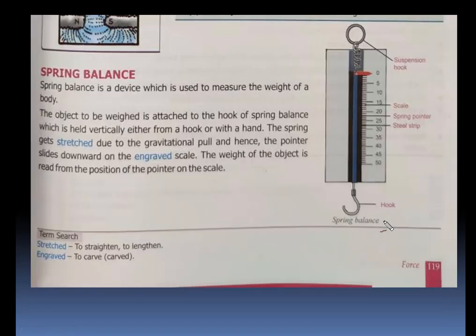Next one is spring balance. In the previous class, I told you something about spring balance and beam balance. Beam balance is used to measure the mass of the body. Spring balance is used to measure the weight of the body. So spring balance is a device which is used to measure the weight of a body. Here this is a spring balance. Spring balance is nothing but a spring having a scale. This is a spring. This is a scale.